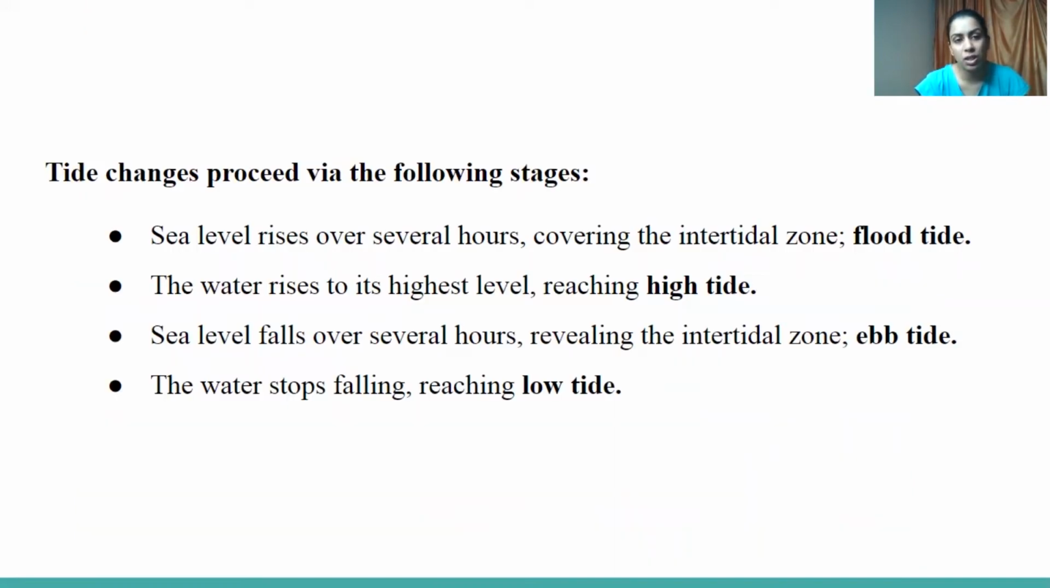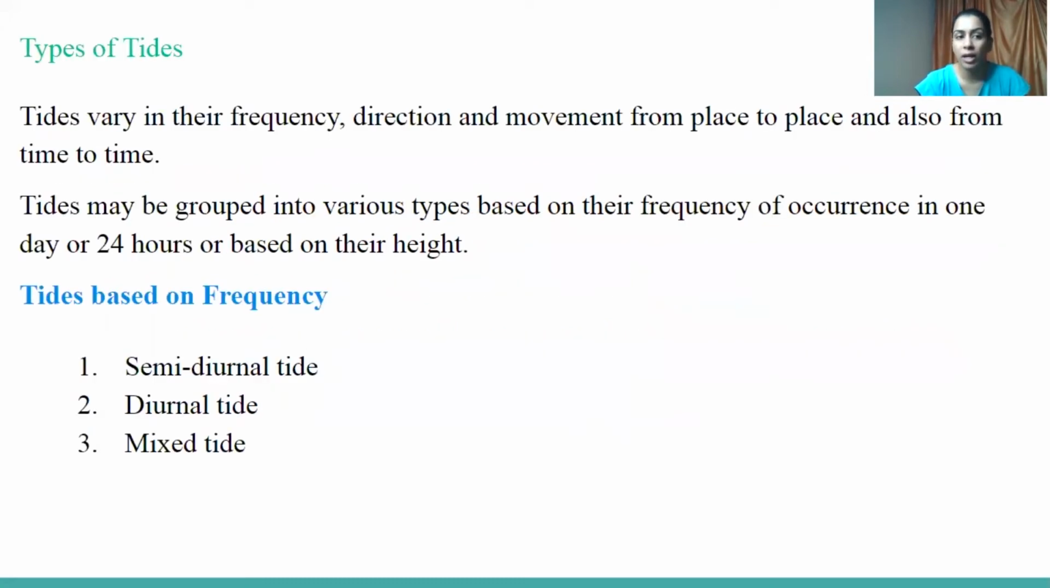Tide changes proceed via the following stages. Number 1, sea level rises over several hours, covering the intertidal zone, that is flood tide. The water rises to its highest level, reaching high tide. Sea level falls over several hours, revealing the intertidal zone, that is ebb tide, and the water stops falling, reaching low tide. So, different types of tides.